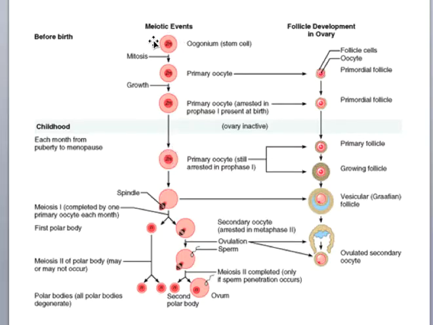And so here's our oogonium, which is our stem cell. It's diploid. You can see it says 2N in the center.